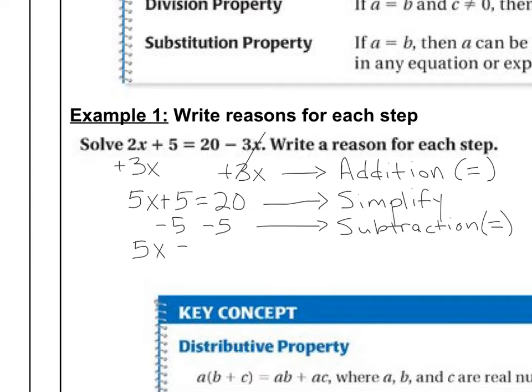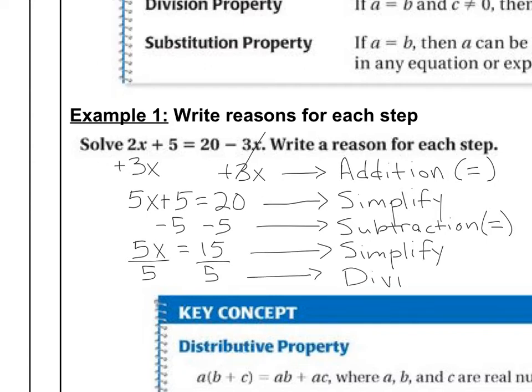Simplify it down, so 5x = 15. That is just simplify. And then finally, to get x by itself, we'll divide by 5 on both sides. That's going to be the division property of equality. I've run out of room, but we will get x. You can almost see that. Let's try to make that just a little bit bigger. Then we'll get x equal to 3, and we did that by simplifying.